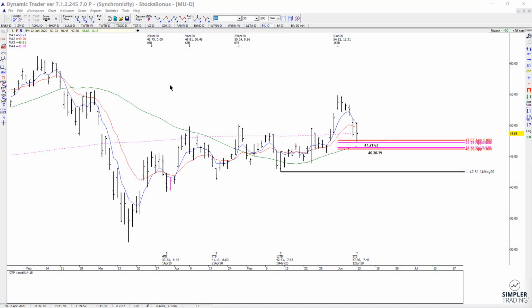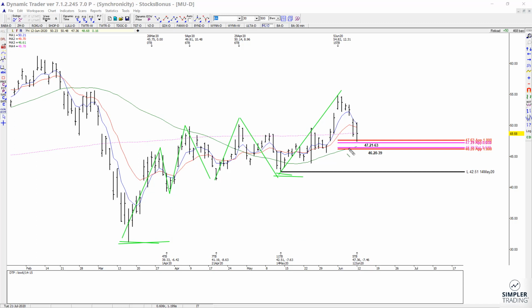In today's video, we're going to take a look at MU. Okay, now if you look at the pattern since this last low, it's still a healthy pattern of higher highs and higher lows as long as we stay above the 42.51 swing low.